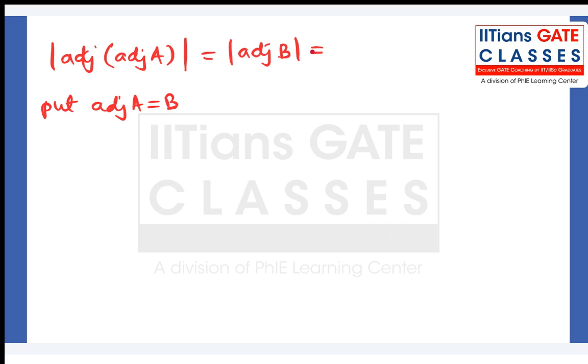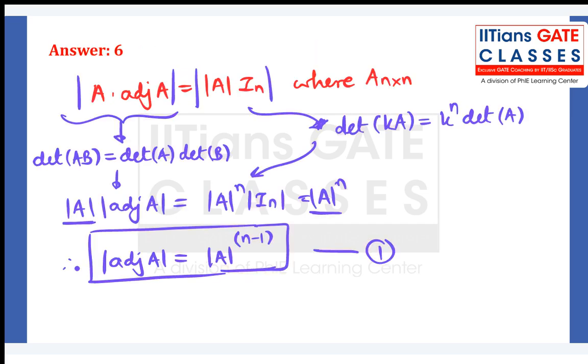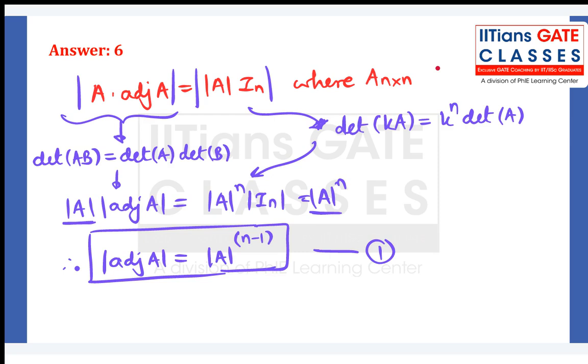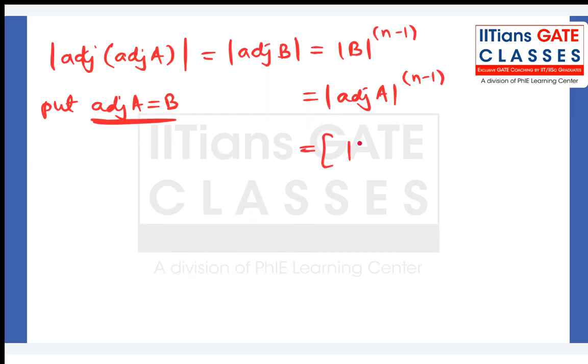Okay, and now if you go back to equation 1, adjoint of any matrix is its determinant raised to power n minus 1. Okay, from equation 1. So here this will become determinant of matrix B raised to power n. But you can see matrix B is adjoint of A. So therefore this is nothing but determinant of adjoint of A raised to power n minus 1. And now again you go back to equation 1. What is the determinant of adjoint of A? It is nothing but determinant of original matrix A raised to power n minus 1, whole raised to power n minus 1. So basically it is determinant of A power n minus 1 whole square.